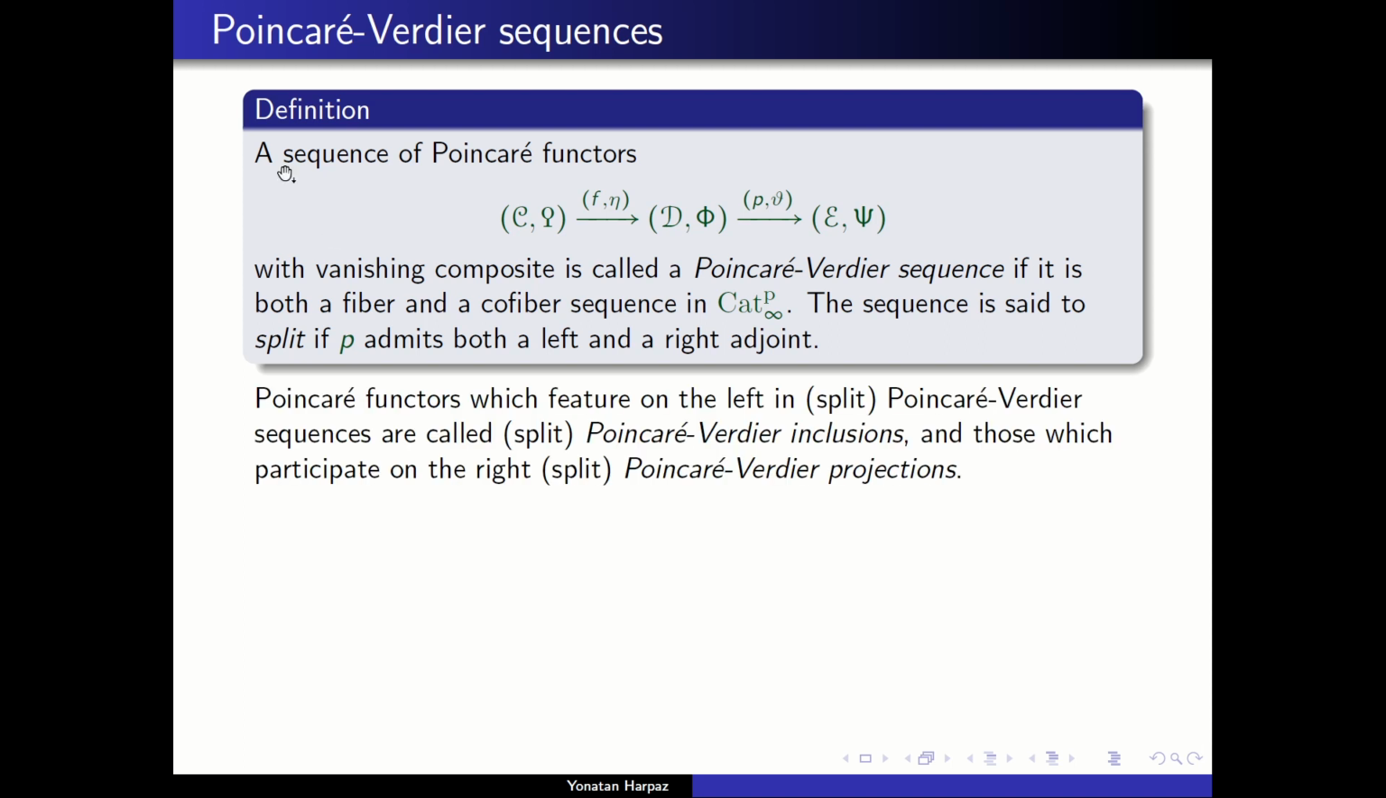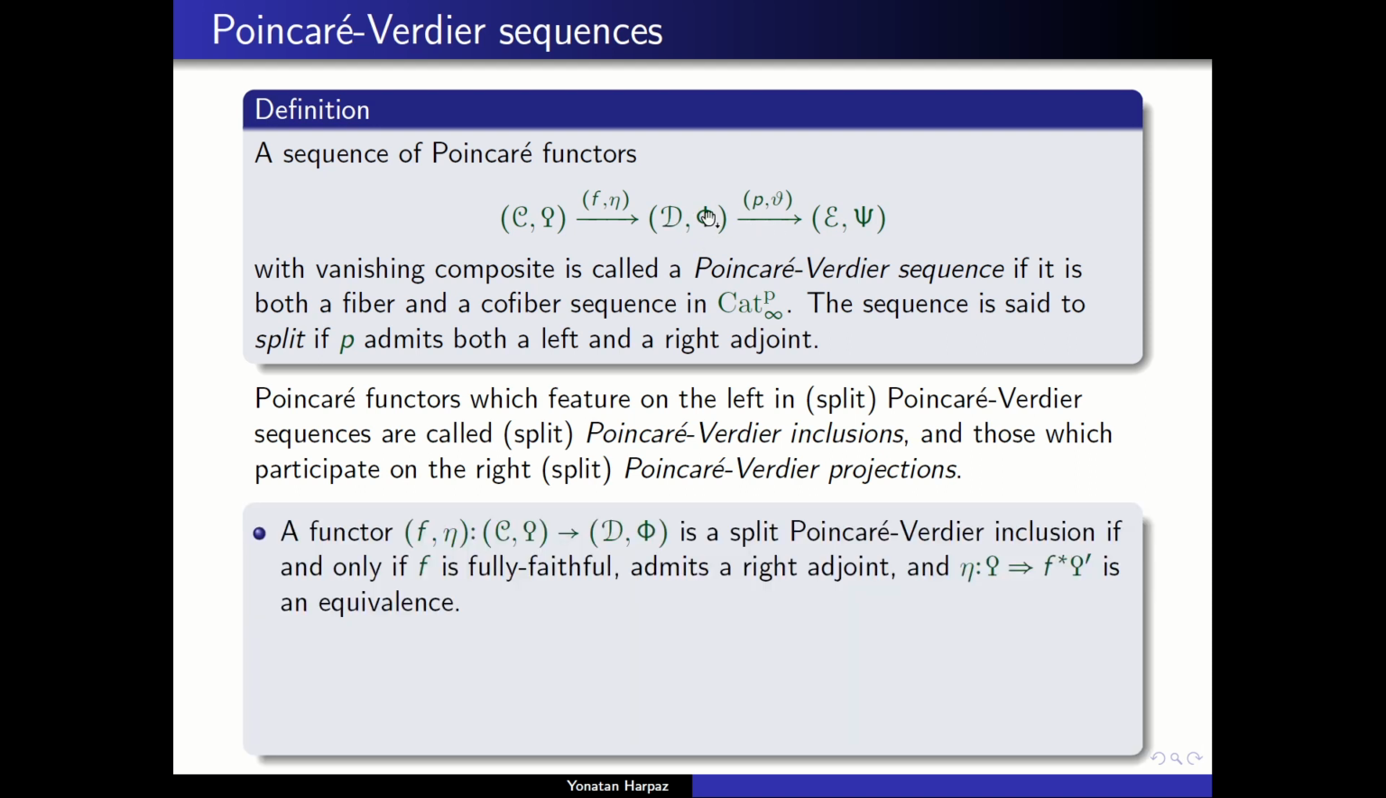Poincaré functors that can be found on the left in Poincaré-Verdier sequences are called Poincaré-Verdier inclusions. Similarly, they are called split Poincaré-Verdier inclusions if they are found on the left in split Poincaré-Verdier sequences. In a similar manner, functors that appear on the right in Poincaré-Verdier sequences are called Poincaré-Verdier projections, or split Poincaré-Verdier projections if they occur in a split Poincaré-Verdier sequence.